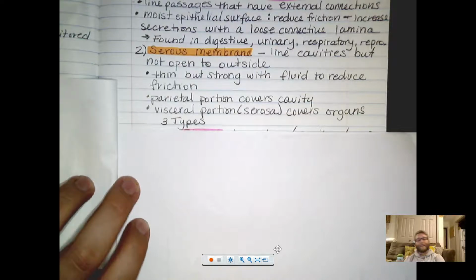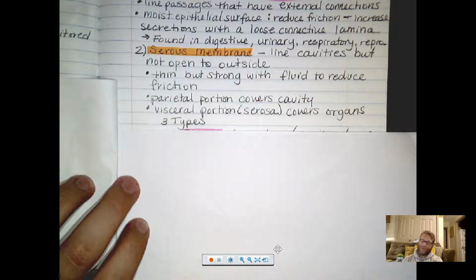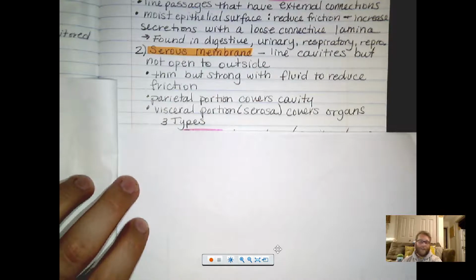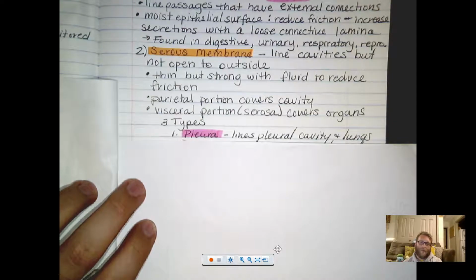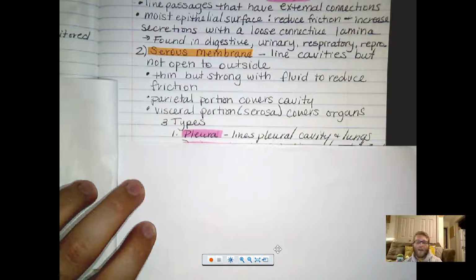Inside of serous membranes, there are three different types of serous membranes. They are all directed to what organs they are covering and related to. The first type of serosal membrane is called the pleura, P-L-E-U-R-A. Pleura refers to anything related to the lungs. So the pleura prefix, or pleural root, means lungs. It lines your pleural cavity and it lines the outside of your lungs.